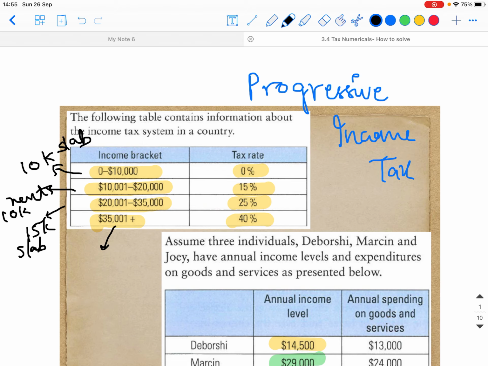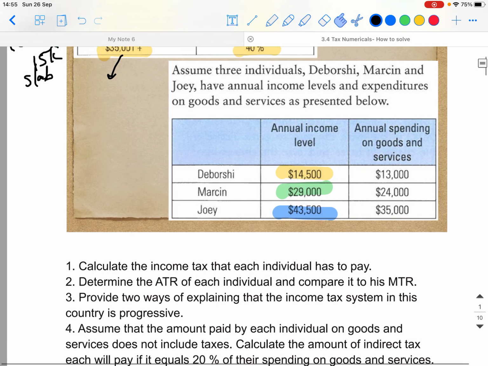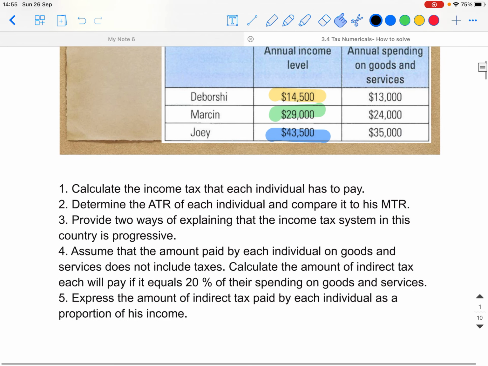Now this is also given in the question that there are 3 individuals and this is their annual income level, and this is the question that you have to solve. There would be something like this. So these could be probably 5 parts to the question. So we will look at each part at a time. So let's start with the first one.